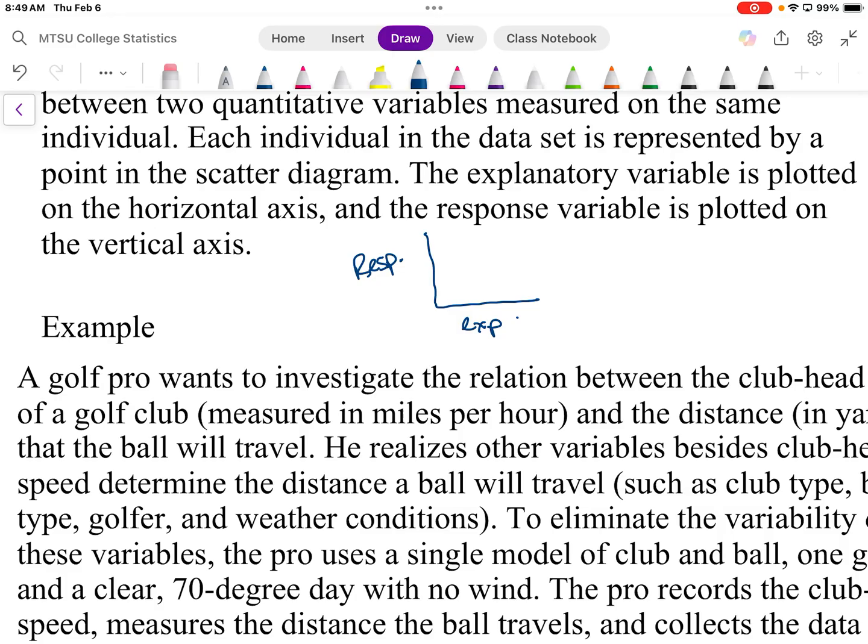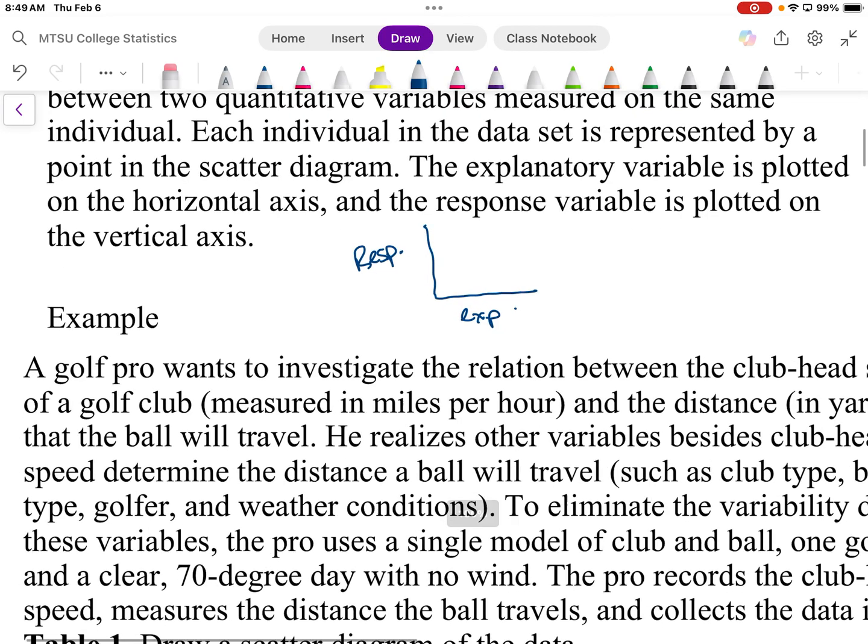Or when we squeeze it on a piece of paper, we have a scale of going by 1,000, so we really can't tell what's going on, okay? That's where we have a little leeway on how we scale things out.